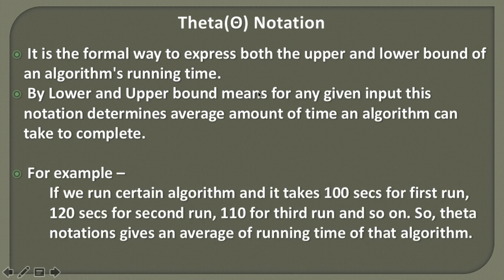For example, if a certain algorithm takes 100 seconds for the first run, 120 seconds for the second run, and 110 seconds for the third run, and so on, the theta notation gives an average running time of that algorithm. It determines the average of the upper bound and the lower bound of an algorithm's running time. This notation is also seldom used because there are very rare use cases where we actually determine the average time taken by an algorithm to complete.